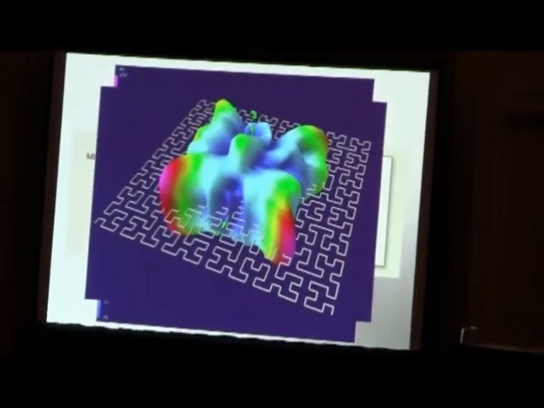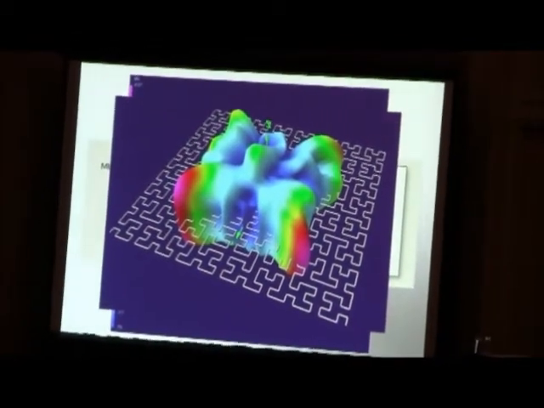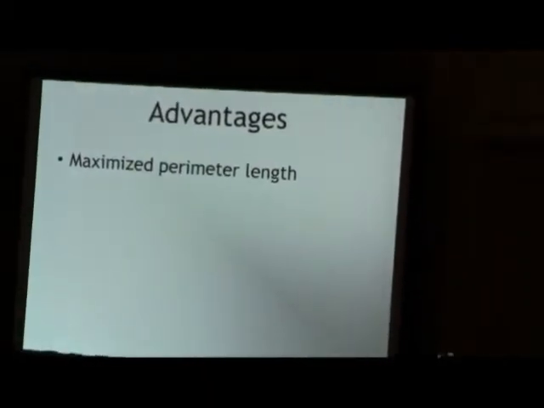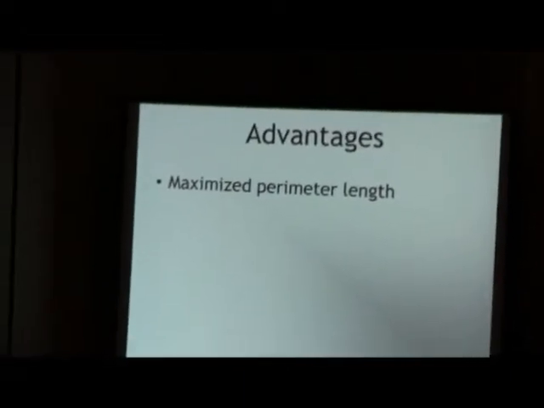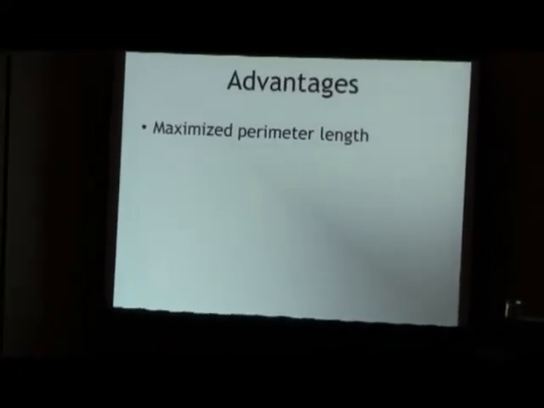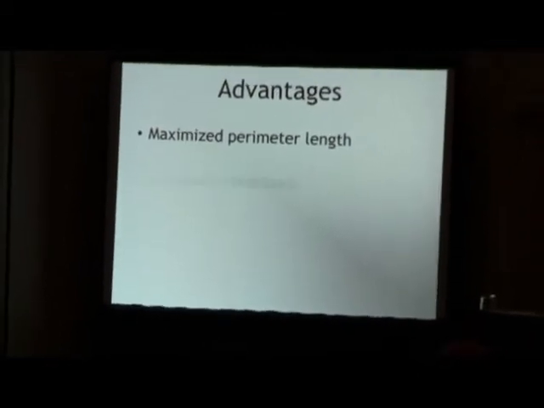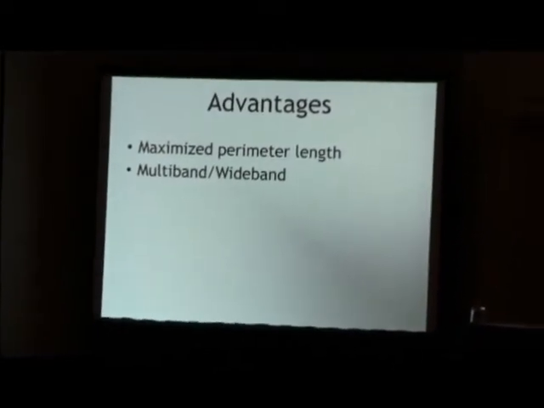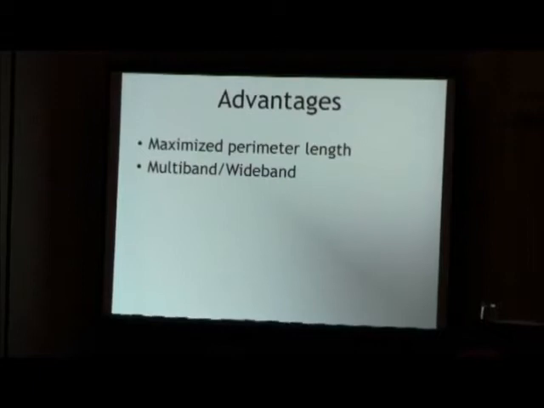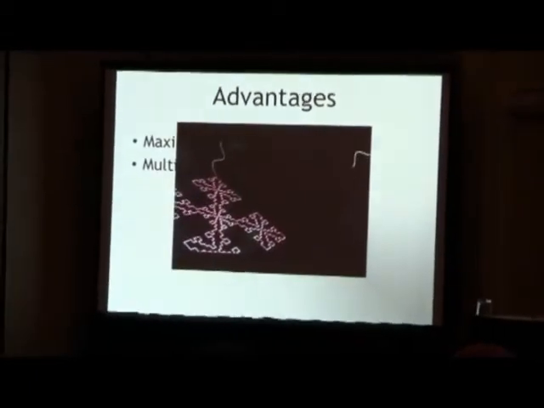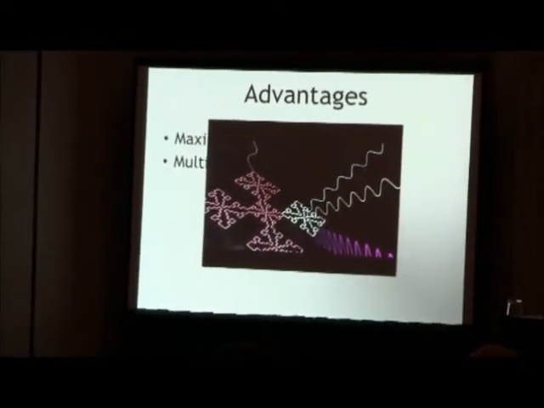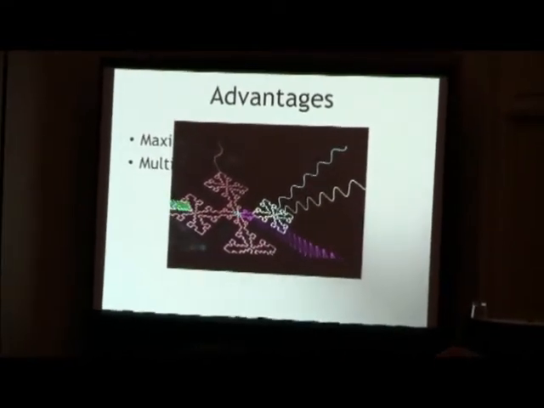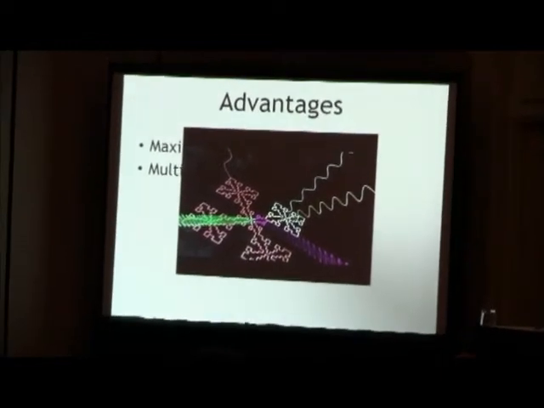And because of these different methods and phenomena, fractal antennas have very many advantages. They give us the ability to maximize the perimeter length of the fractal antenna within a given area, and this feature can make fractal antennas very compact. They are naturally multiband and wideband, especially at higher frequencies. And here's an animation showing the multiband behavior of fractal antennas. You can see that different sections of the fractal antenna are resonant at different frequencies.